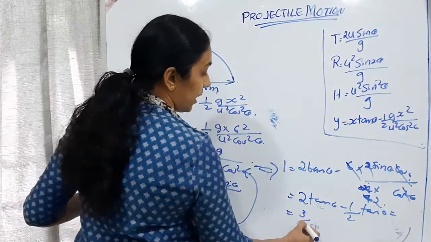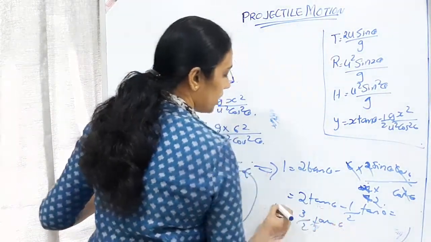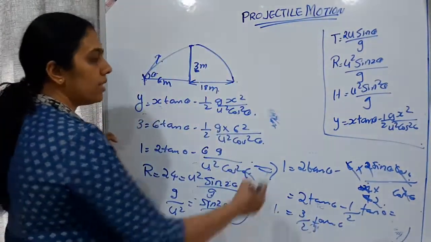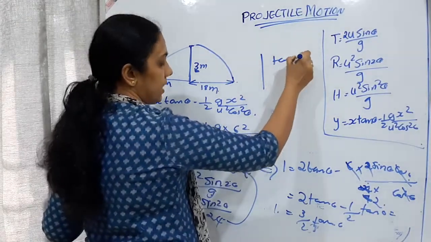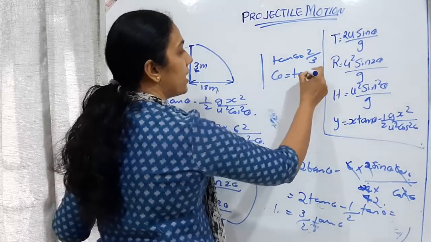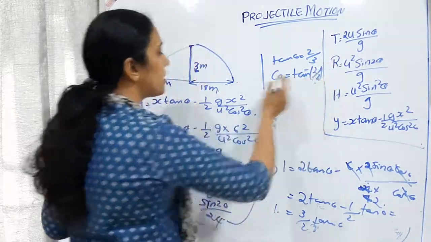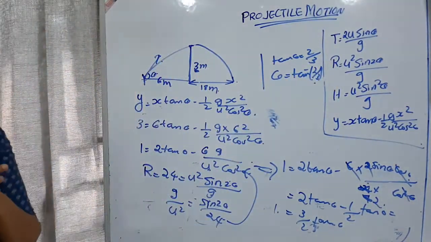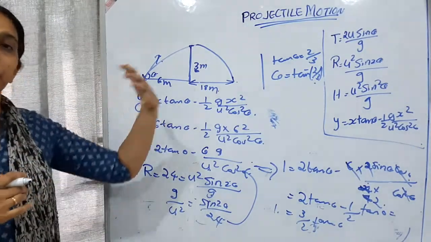3 by 2 tan theta equals 1. So tan theta equals 2 by 3, theta equals tan inverse 2 by 3. So this is a little bit more calculation. You should just know to compare these two.